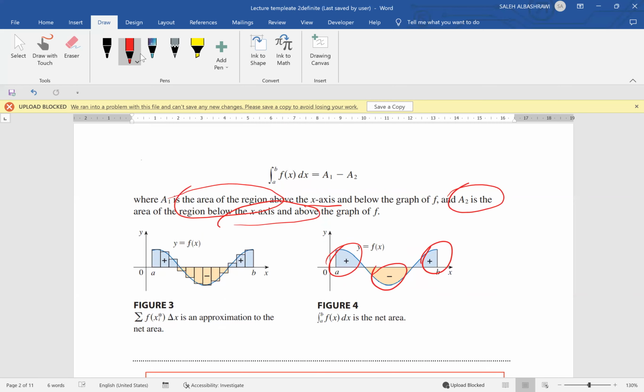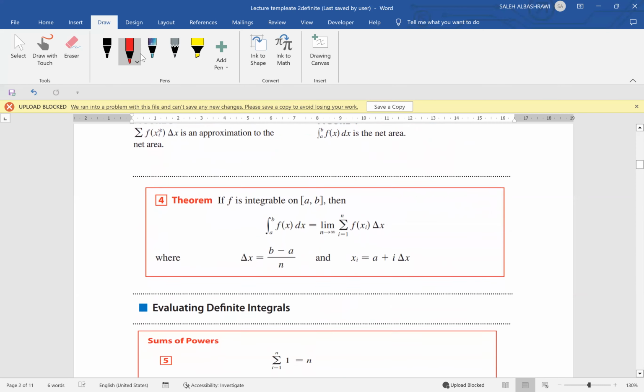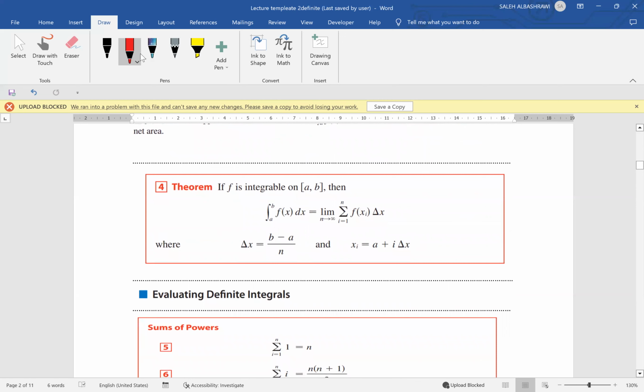Sometimes we need to evaluate this function using the sigma or the Riemann sum. So we can say that if f is integrable on the given interval a, b, then the value of the definite integral from a to b of f of x equals the limit of the Riemann sum, where delta x equals b minus a divided by n, and xi equals a plus i times delta x.